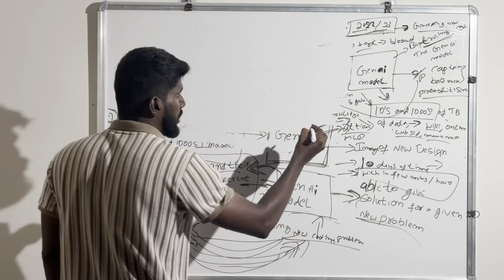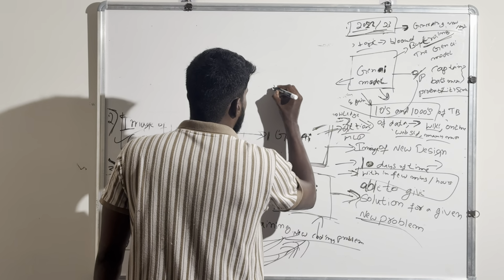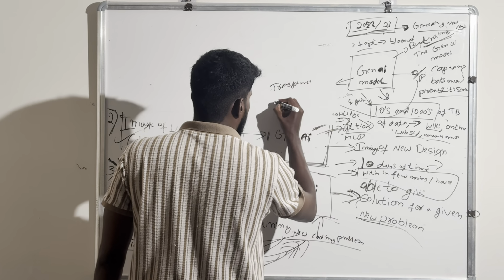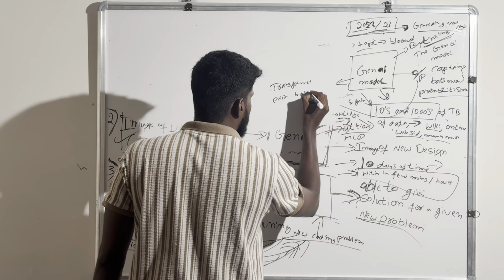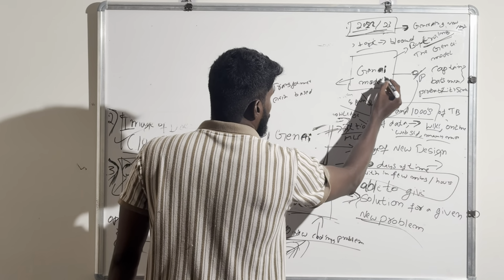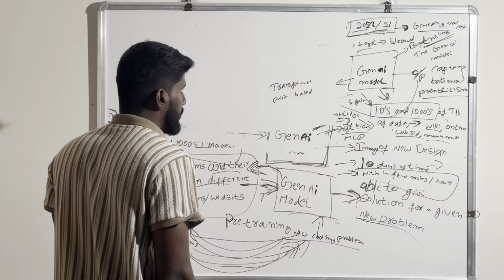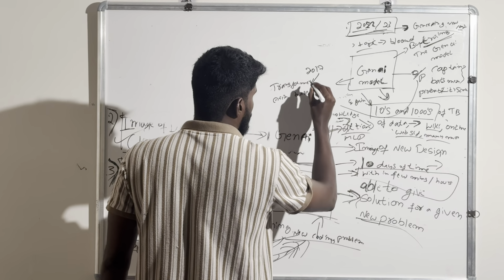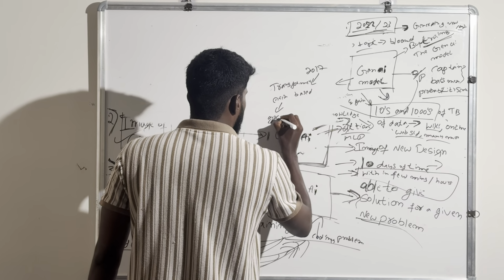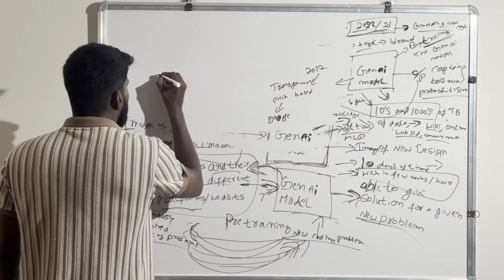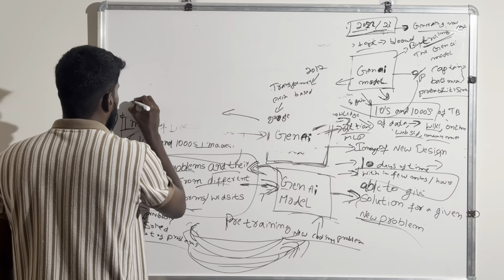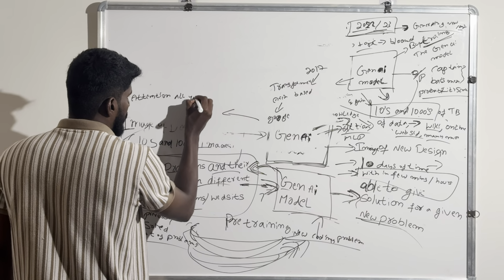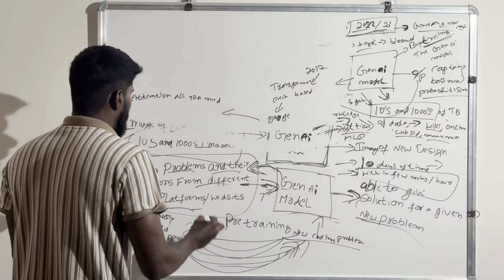Before this, all these generative AI models are based on the transformer architecture. This generative AI boomed in 2022 or 2023, but before that, in 2017 itself, this transformer-based architecture was introduced by Google in the research paper called "Attention Is All You Need." Correct, right?